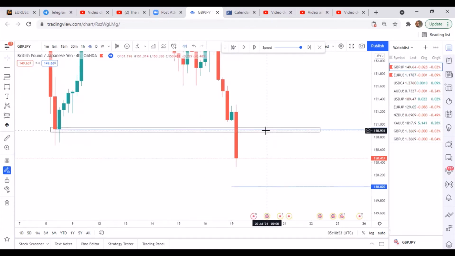I'll be looking for a 15-minute engulf. That's just the way I trade. If a candle closes below my level on the 4-hour, I either look for a break of the low or an entry on the retest. My preferred entry is the retest.